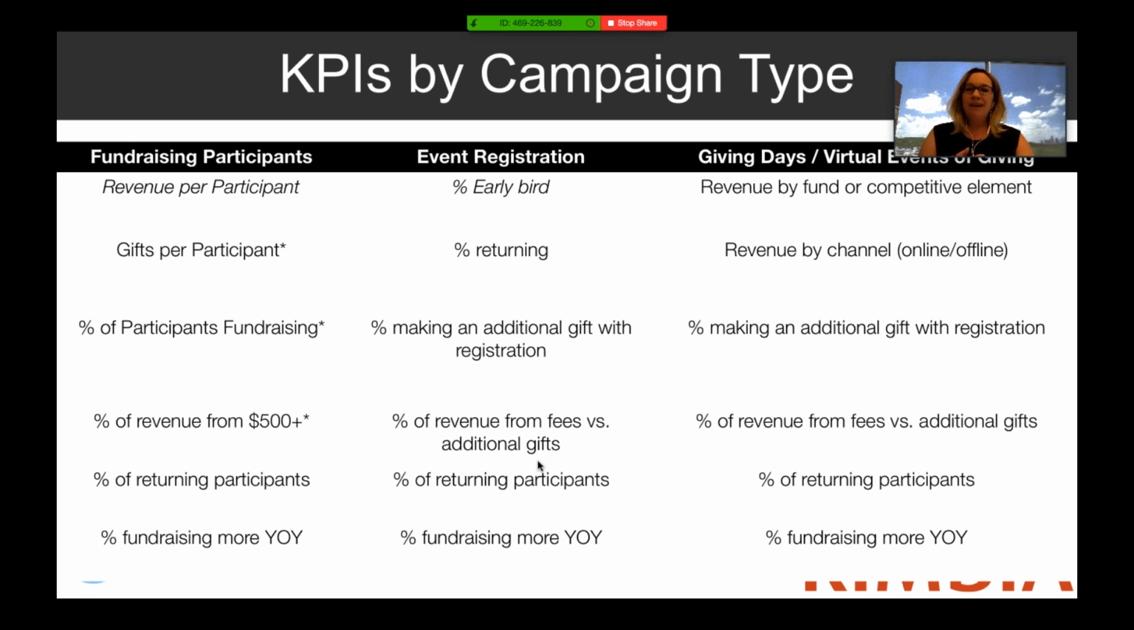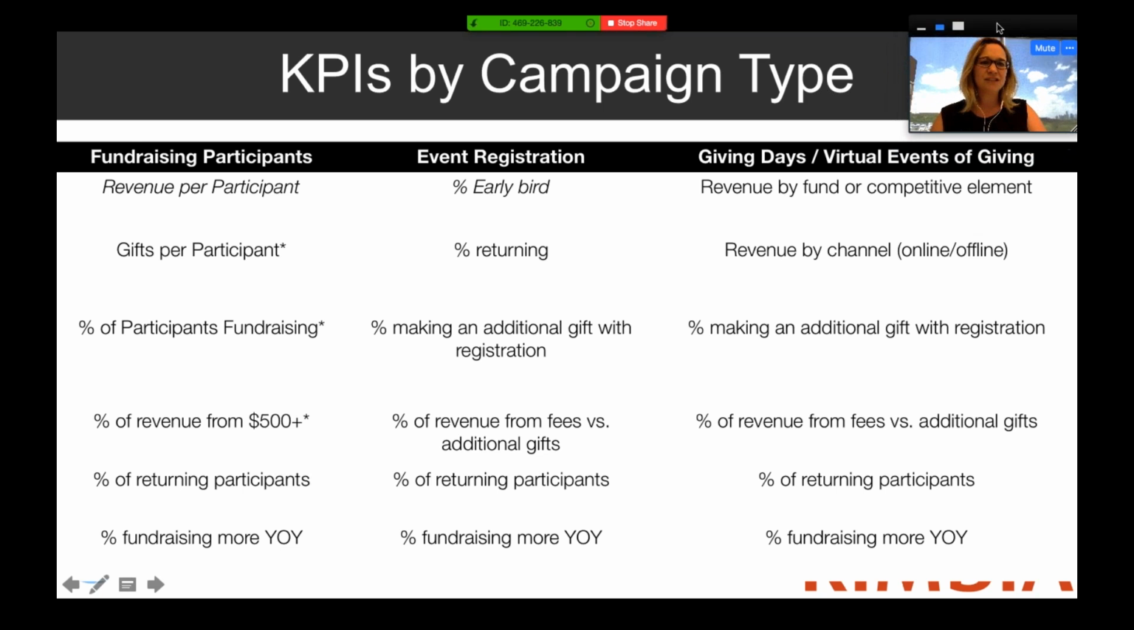Okay, so KPIs by campaign type are important too, because you're going to want to look at some different things based on the different campaign type or the different event type. So again, this is just a high level way to look at it. For fundraising participants, very important metrics to be looking at and reporting on are revenue per participant, the number of gifts, the percentage of participants fundraising. So how many people signed up for your walk and how many people fundraised for your walk.